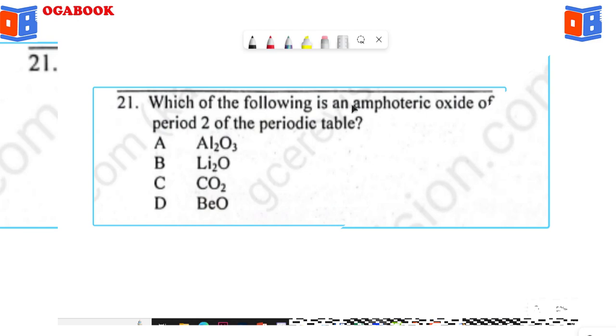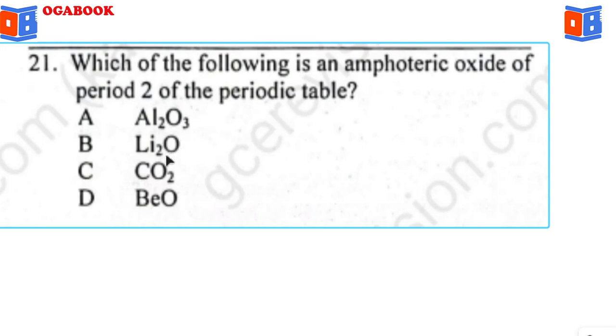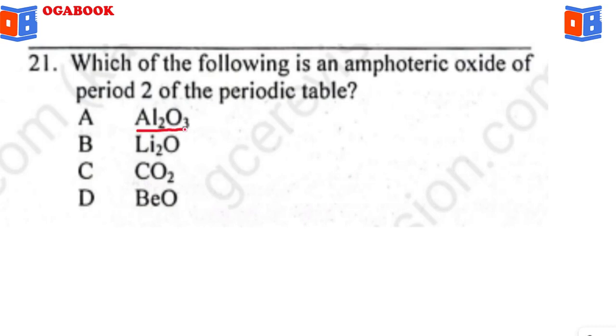Question 21. Which of the following is an amphoteric oxide of period 2 of the periodic table? So an amphoteric oxide is that which has both basic and acidic properties. Aluminium oxide is one which has that, alongside beryllium oxide. But aluminium oxide is in period 3 and not period 2. So our point of interest is beryllium oxide, because beryllium is in period 2 and beryllium oxide is amphoteric. So making D to be our correct option.